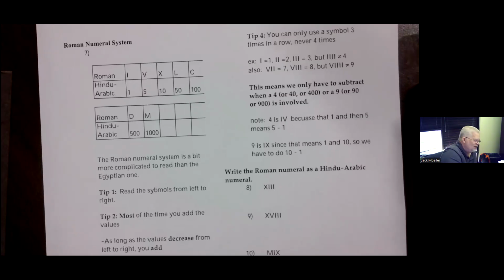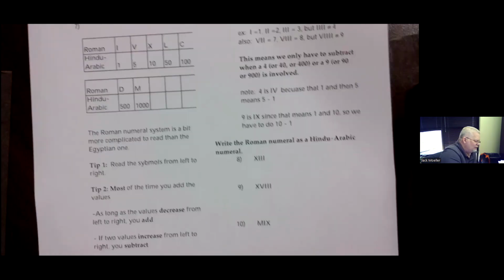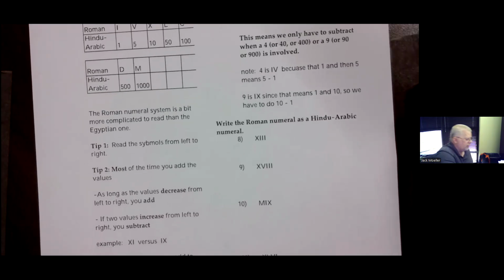So what do those numbers mean in the Super Bowl? How do they get it? All right, so the Roman numeral system is definitely not near as user friendly as the Egyptian one. There is a little bit more work involved in reading it, so let's talk about that.